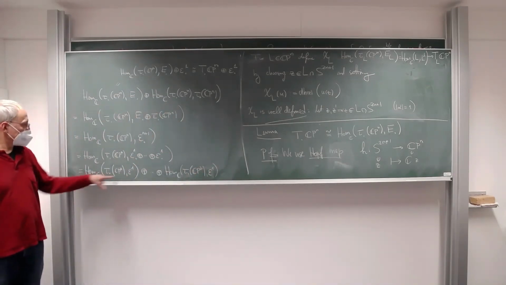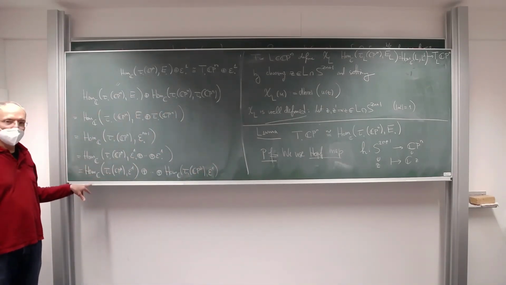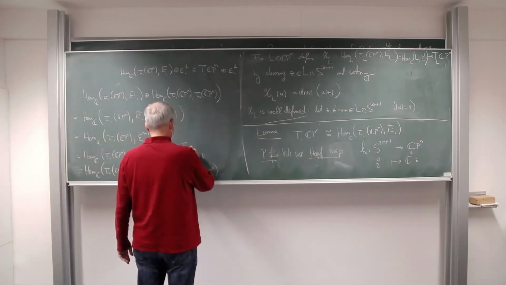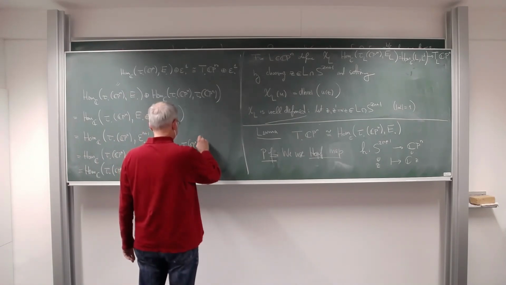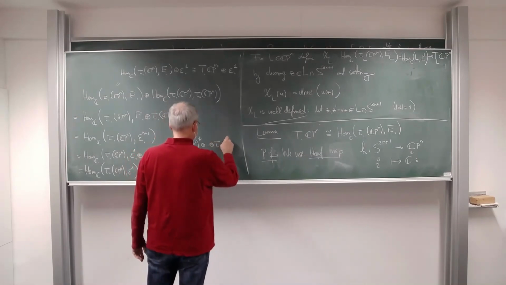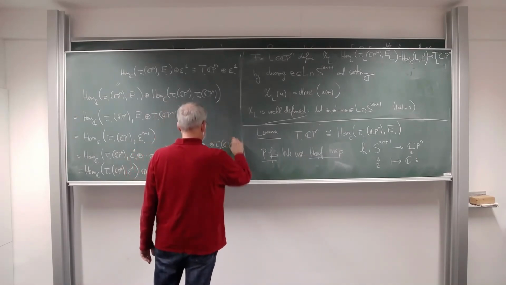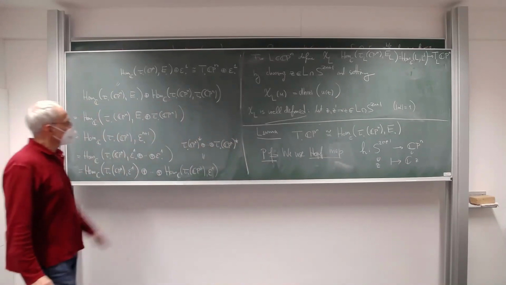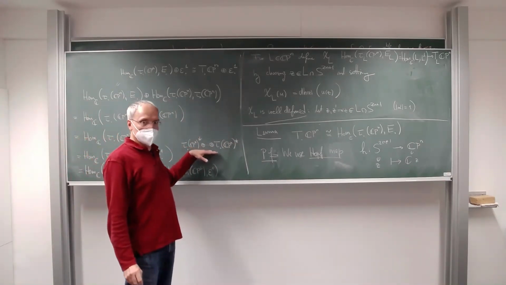Now this bundle here that occurs n plus 1 times has a name. What is it? For any line bundle, it's a dual bundle, exactly. So I can write this as tau CPN star added up n plus 1 times. And that's good because now we have a formula: we have the dual bundle of the tautological bundle.